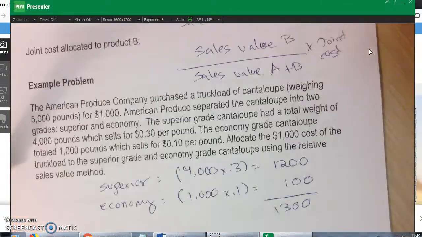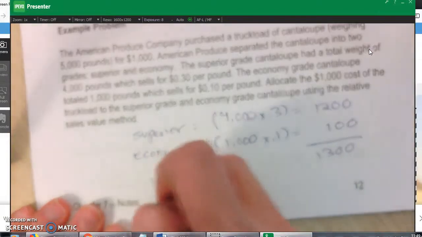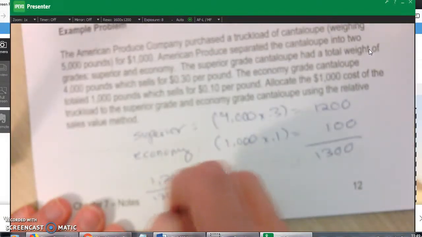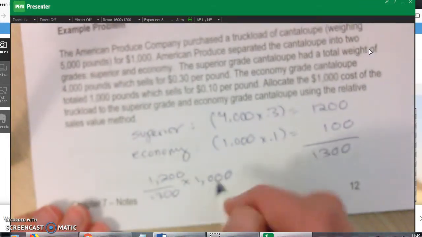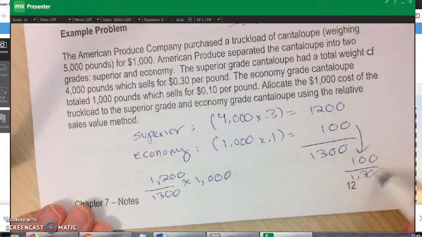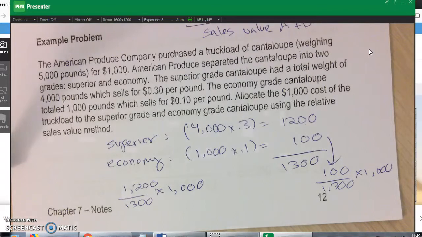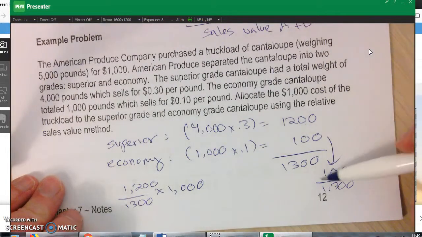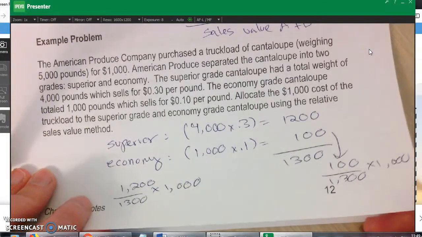So I follow my formula, sales value of A divided by the total sales value. In this case, it's 1,200 divided by 1,300 times 1,000, and that's how much goes to superior. We look over here at economy. This one, we see our 100 divided by our 1,300 times our 1,000, and that's how much would go to economy. Okay? So I'm just taking a proportion and multiplying it times the joint cost, and that would be how much cost each of these two products gets. And I have to do this for financial reporting purposes.